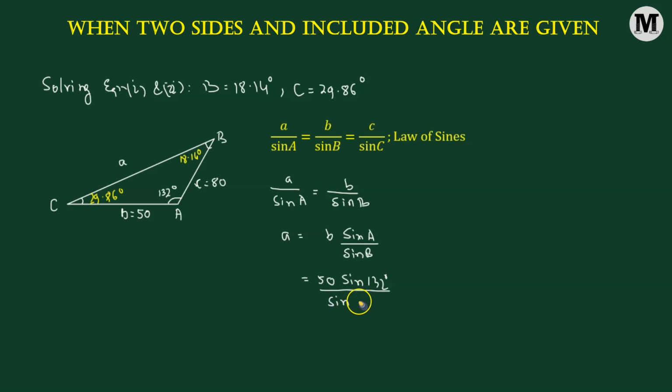So B is 18.14 degrees, right? So let's plug this into a calculator, and a should be approximately 119.35. So that is going to be the measure of the third side a. So we have 119.35.